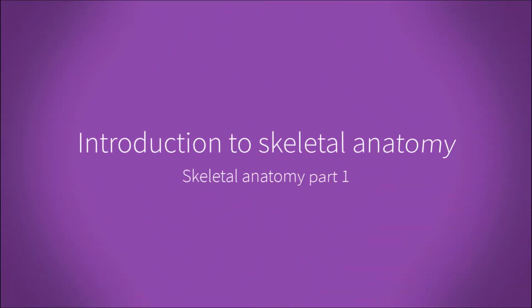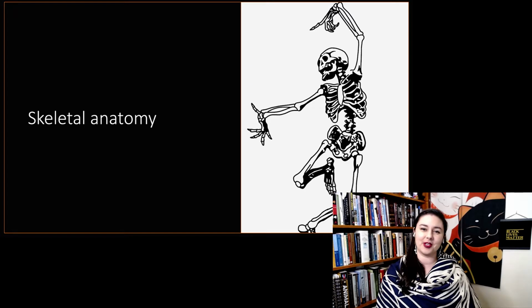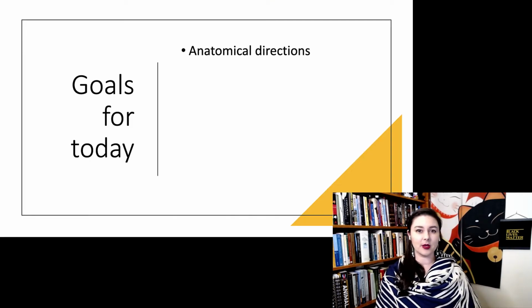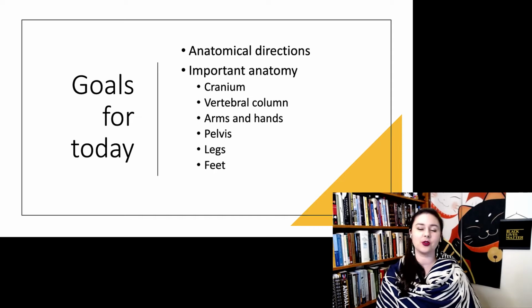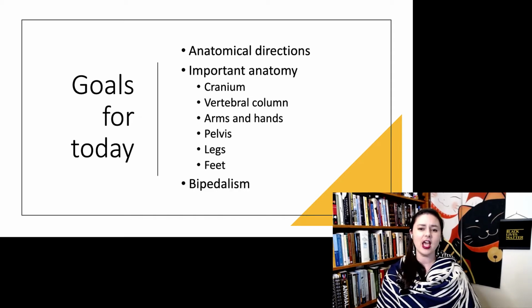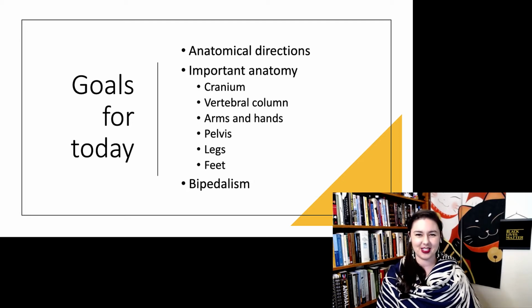It's time to talk about bones. Now it's time to talk about skeletal anatomy. Here, we're going to start talking about anatomical directions, then a couple different important parts in our body. So, the cranium, vertebral column, our arms and hands, pelvis, legs, and feet. And lastly, we'll talk about bipedalism.